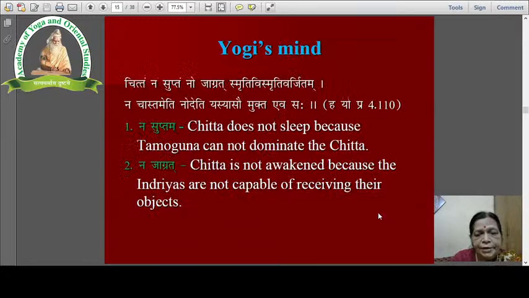Now what happens to the yogi's mind? Chittam na suptam na jagrat, smruti vismruti varjitam. Na chastameti no deti, jasyaso mukta evasaha. His mind is not sleeping, not slept. Chitta does not sleep because sleep is caused by tamoguna. Tamoguna cannot dominate the chitta. When the yogi is in samadhi, it is dominated by sattva-guna, not tamoguna. And where there is no tamoguna, there is no sleep. So chittam na suptam. Na jagrat, chitta is not awakened because the indriyas are not capable of receiving their objects. So it is not in jagrat avastha either.